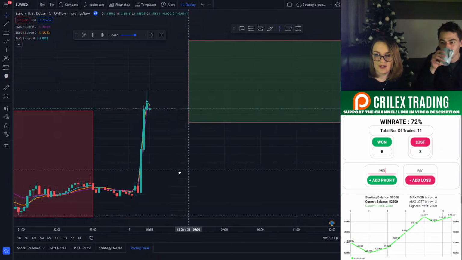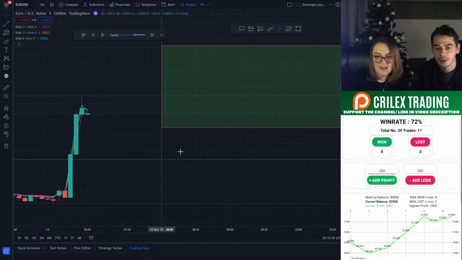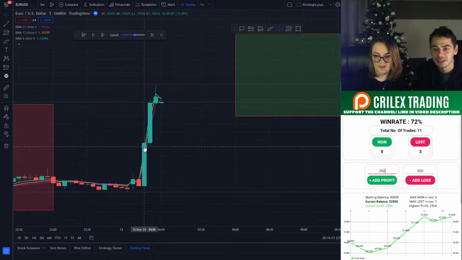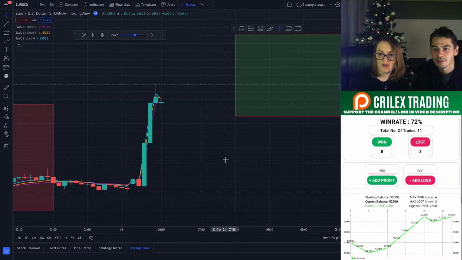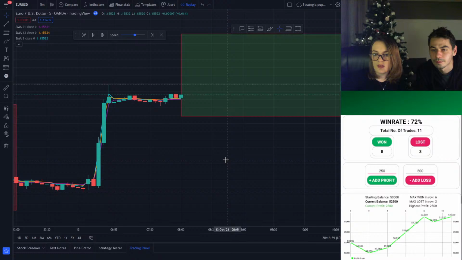So we are again close to a buy zone. I don't know what's happening with these EMAs. That's probably some news. Basically, the EMAs are the candles now, so let's go forward. Asian session here.